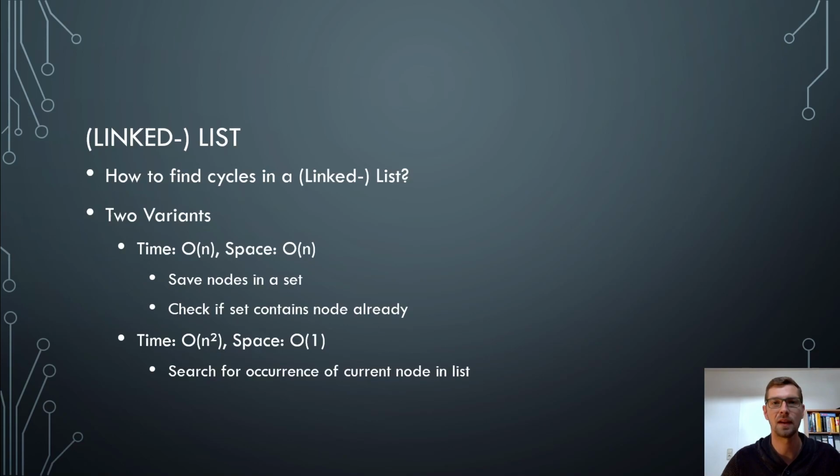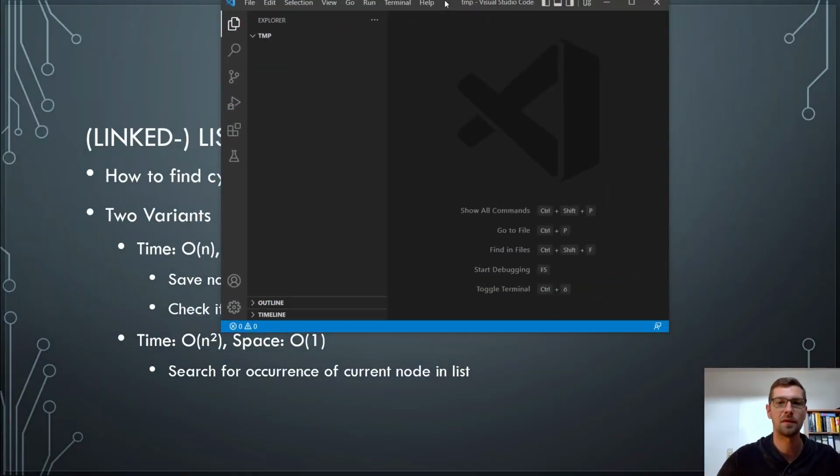In the other one, we have to take a node and we have to calculate the occurrence in the list. So we don't have to save the node externally, but we have a higher time complexity for that. Alright, so let's implement that in Python.